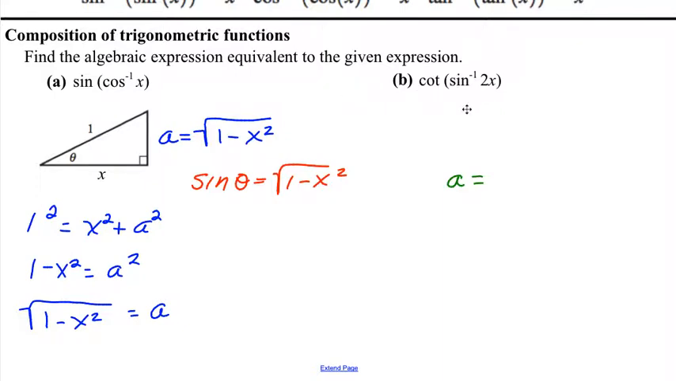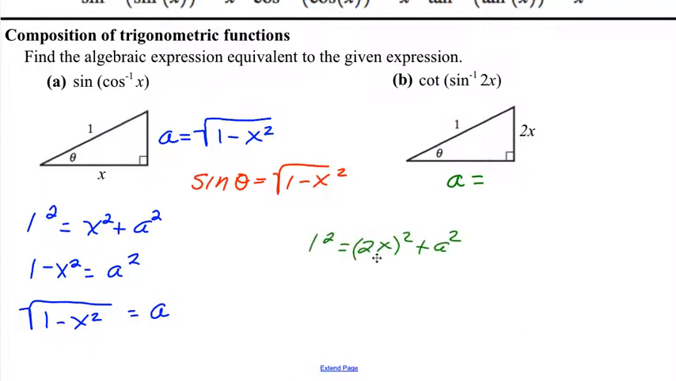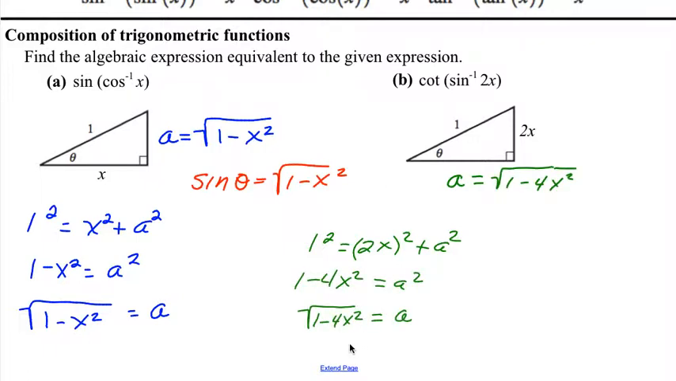Over here on the right-hand side, very similar. We want to find the cotangent of the angle whose sine is 2x. So again, set up your right triangle, pick an angle theta, and set up the angle whose sine is 2x. So opposite is 2x, hypotenuse is 1. Go ahead and solve for a. You're going to have 1 squared equals the quantity 2x squared plus a squared. Solving for a, you end up with a being the square root of 1 minus 4x squared.